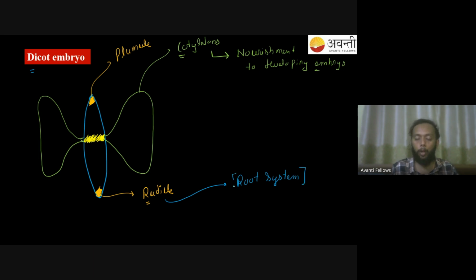ठीक है, तो पूरा जो root development आपका यहाँ पे होता है, the root development you will get to see, that root development happens from my radicle region. On the other hand, you have the plumule part. The plumule is well known for the formation of my shoot system.